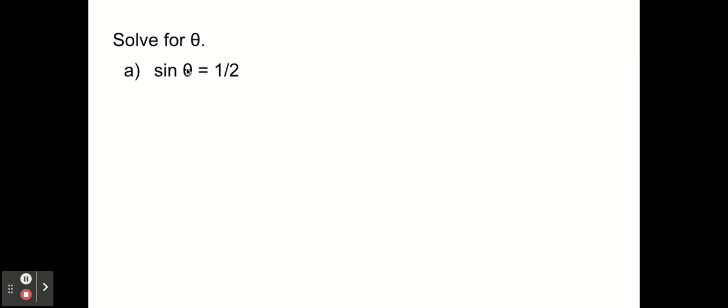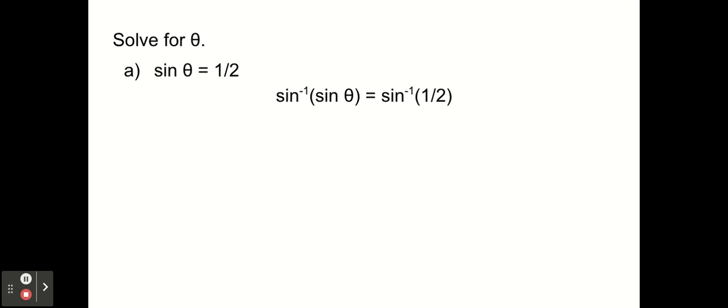I want to get to this theta, and right now there's a function in front. It's sine of theta. So what I need to do is apply the inverse to both sides. So I'll take inverse sine of sine, and then inverse sine of 1/2.